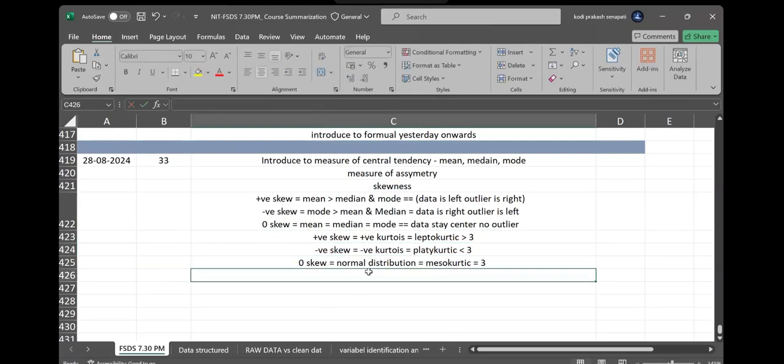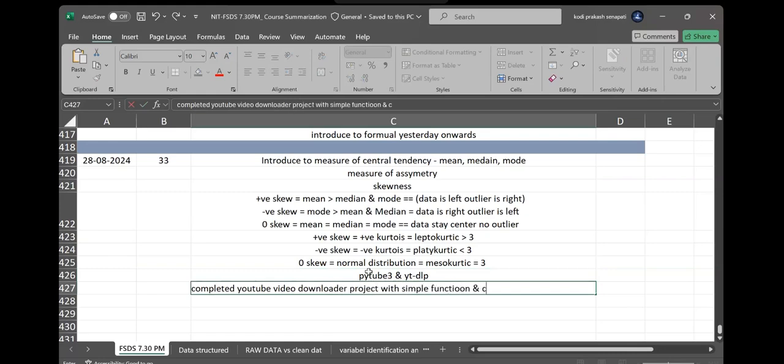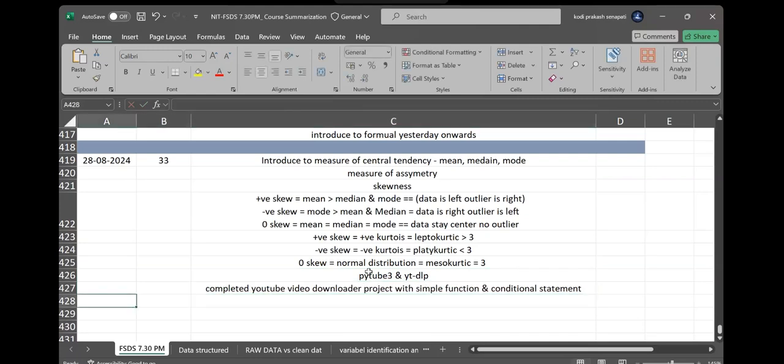Also, how many libraries did we introduce yesterday? PyTube 3 and yt-dlp. We did two libraries, and we completed the YouTube video downloader project with simple functions and conditional statements, guys. These things we did.